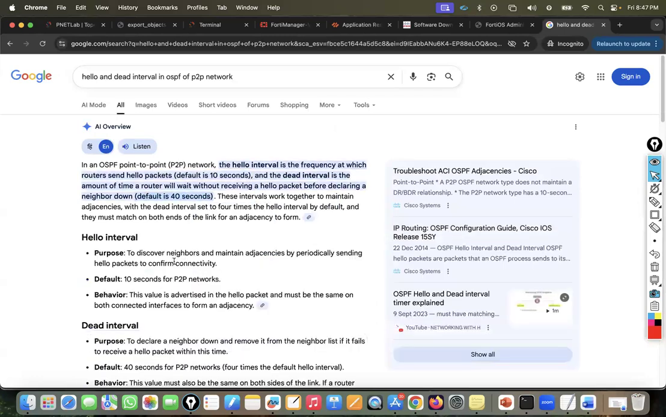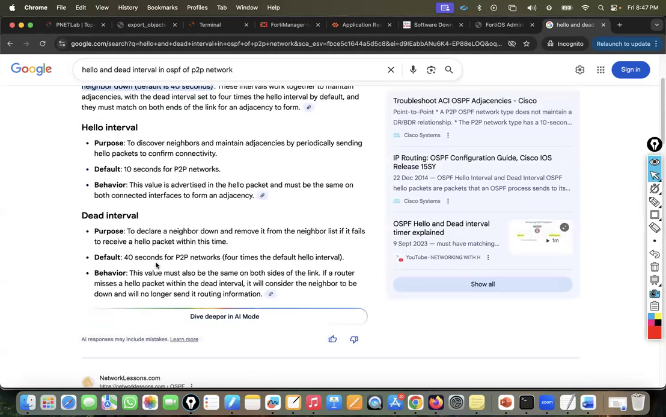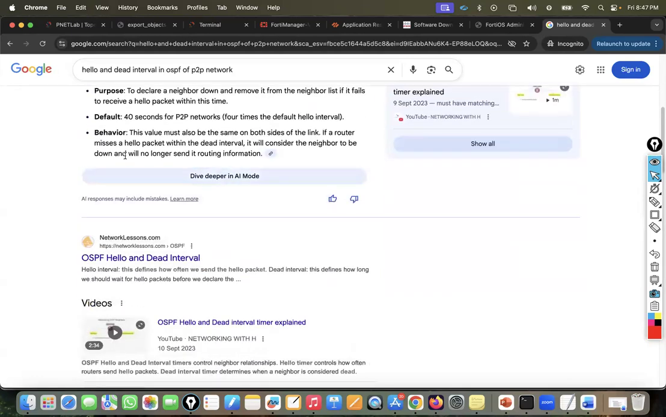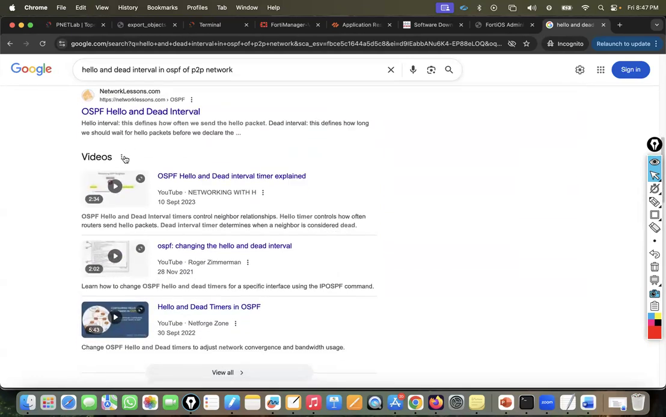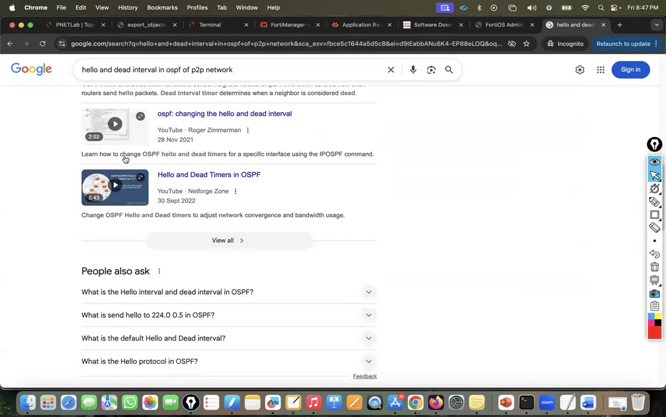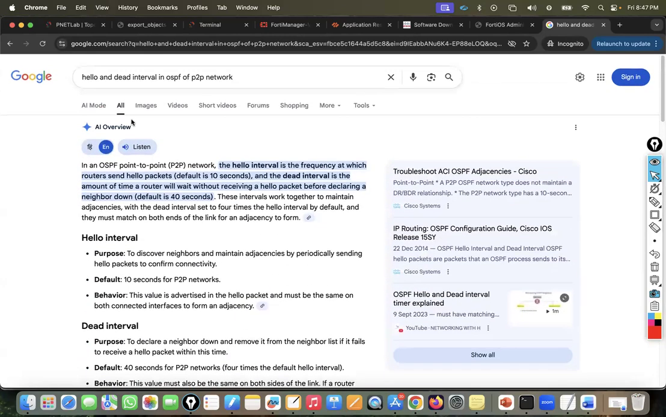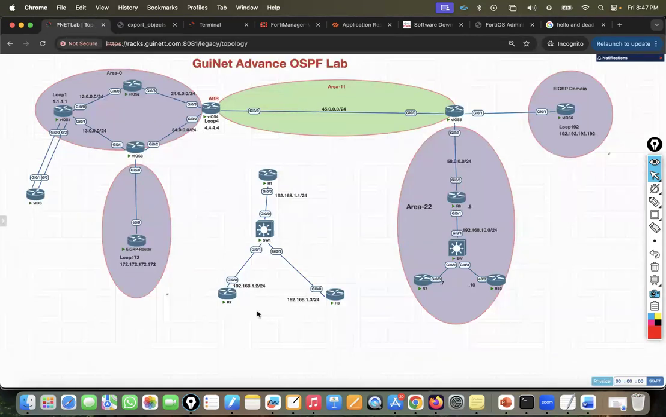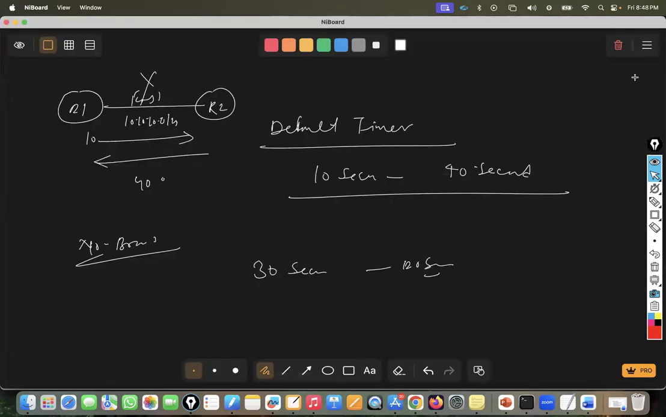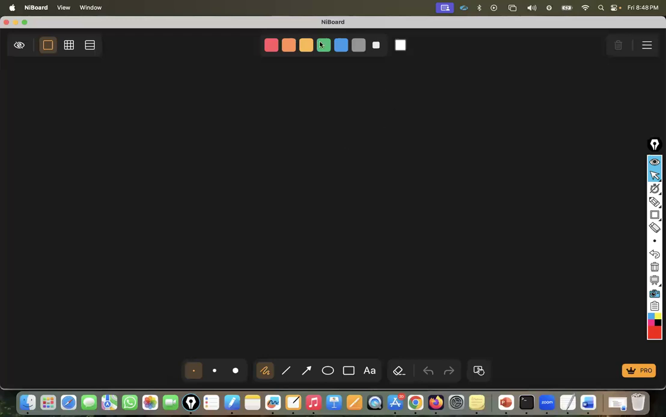So point to point and the broadcast network are the same. But if you have a multi-access network or non-broadcast network, it is going to be different, 30 and 120 seconds. I hope it is clear. So these are the key values you have to remember. What other things do you have to remember?